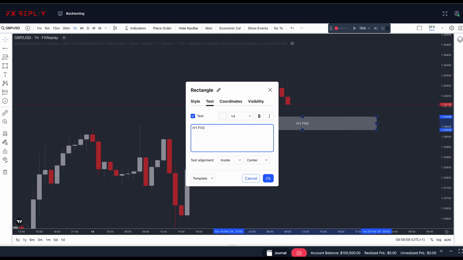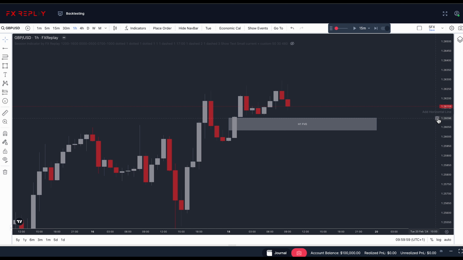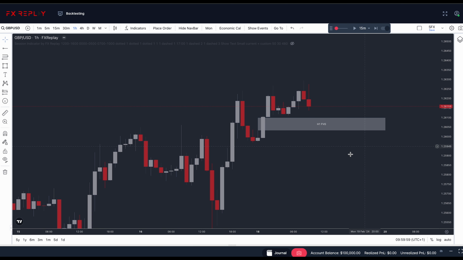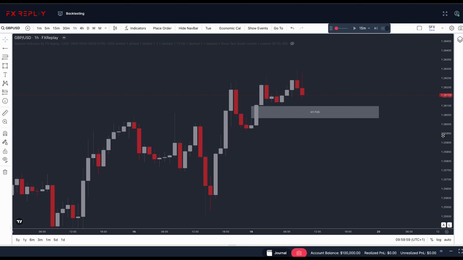H1 FVG. Now the best thing, whenever you write something or apply something to the chart, is to always mark it up, write it down, so you'll know when you switch time frames what this represents. Whenever I go on the 15 minutes, I'm going to know that this is the H1 fair value gap or imbalance, however you want to call it.